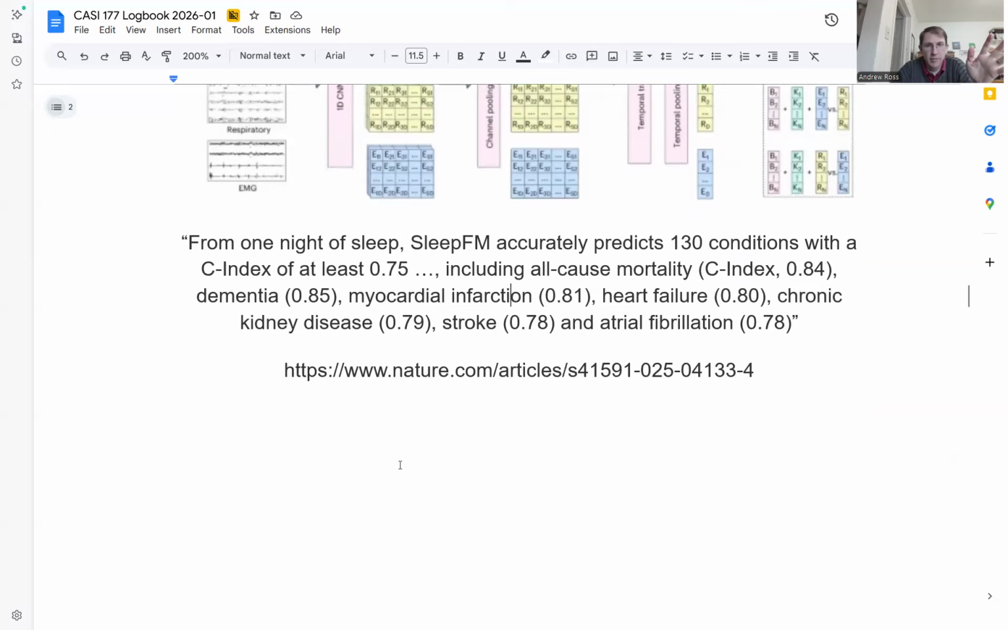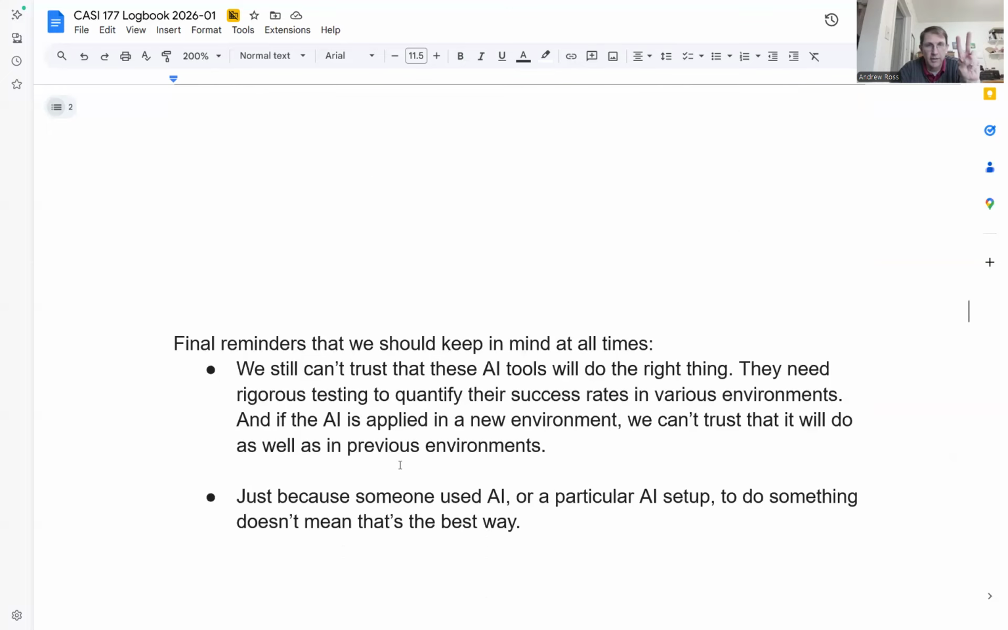Now, anytime we read an amazing paper like that, we should keep two big things in mind, at least two. We can't trust that the AI will do the right thing all the time, right? They need rigorous testing. We want to quantify their success rate, like 82% accurate or something, and maybe some better, more informative things, like false positive and false negative rates. And if the AI was trained on a data set that comes from a machine from this manufacturer, that doesn't mean it'll do a good job on this other machine from this other manufacturer. And there have been examples where AI got fooled by just the switch between machines. So that's one thing we have to keep in mind with basically any AI study.